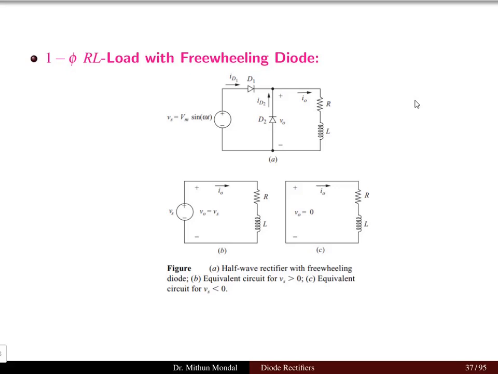Welcome back. We were discussing the diode rectifiers with different loading conditions. In this lecture, we will focus on the benefit of using the freewheeling diode when the load has an inductive element in the form of an RL load.